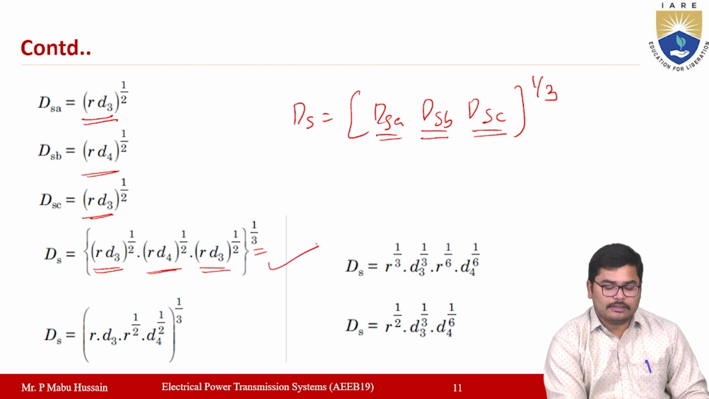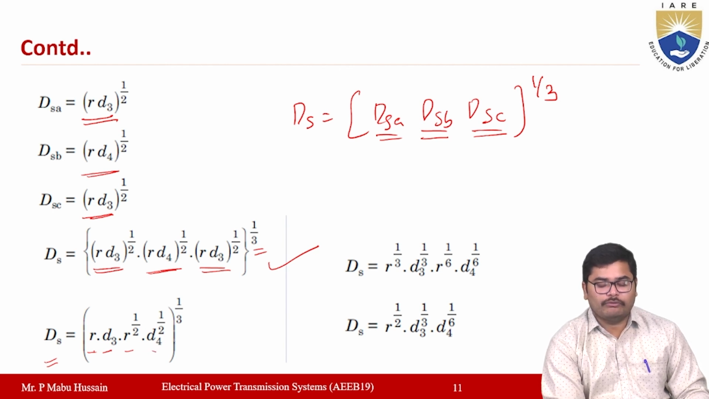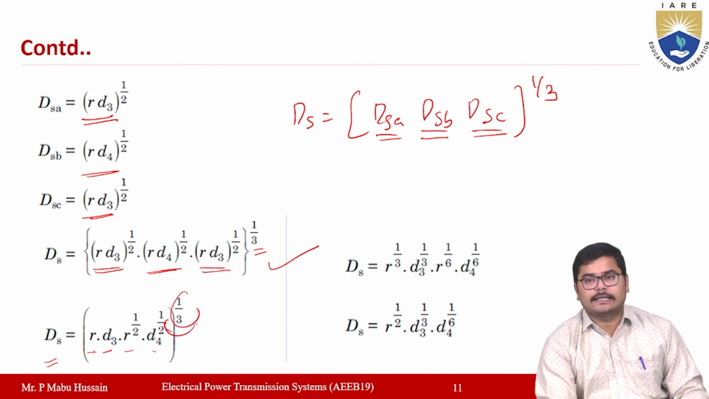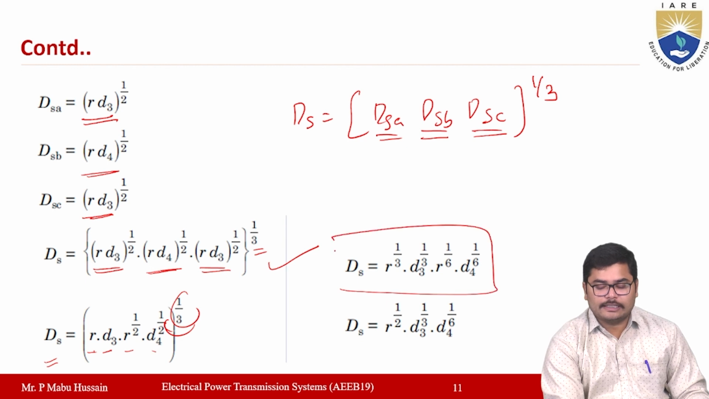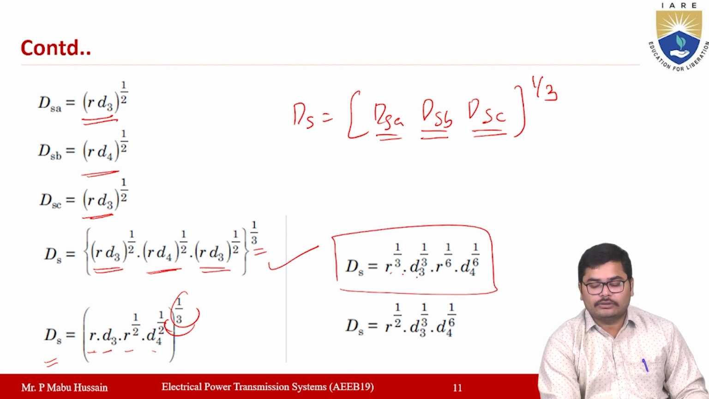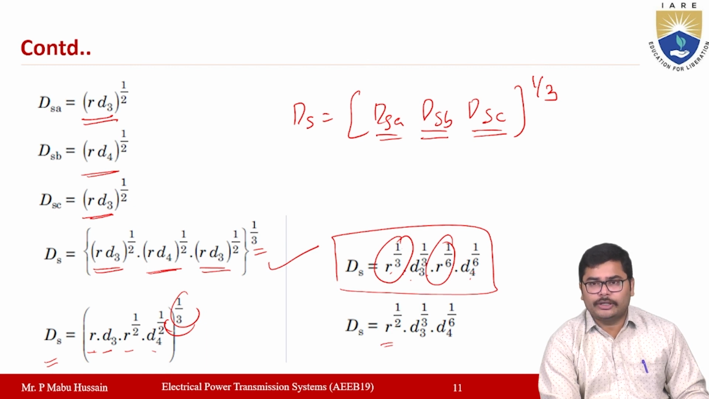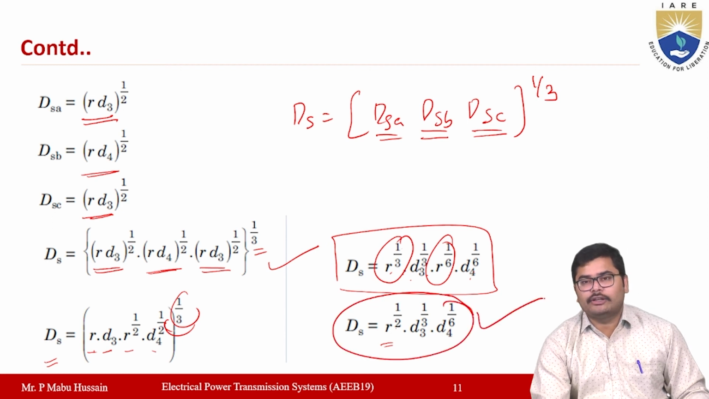Okay, so now if you solve this, the value of DS will be R into D3 into R power 1 by 2 into D4 R whole to the power of 1 by 2 whole to the power of 1 by 3. So now this 1 by 3 also is spread to inside this. So finally you will get this equation, R power 1 by 3 into D3 whole to the power of 1 by 3, R power 1 by 6, D4 power 1 by 6. Now here, if you combine these two, then that will become R whole to the power of 1 by 2, D3 whole to the power of 1 by 3, D4 whole to the power of 1 by 6. So this is the final value of DS.